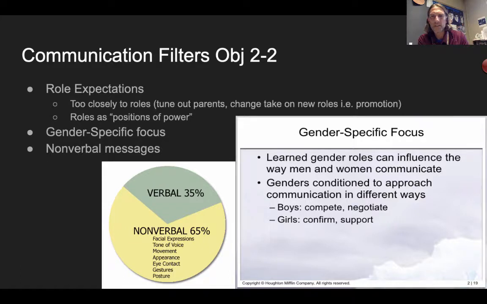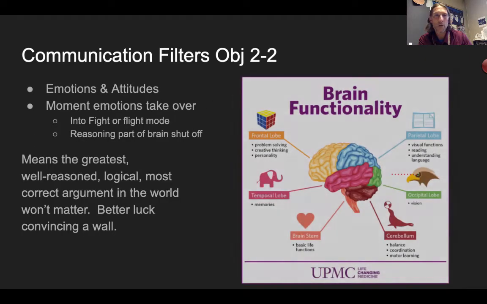Others are gender specific. These learned gender roles can get in the way. And when we look at nonverbal messages, one of the key things to understand is that about 35% of communication is verbal, 65% is nonverbal. So we have to really be aware of the tone of our voice, our facial expression, the way we're standing, eye contact, all of those types of things. Because if we want to effectively communicate our message, our nonverbal needs to match what our verbal message is, or else there's going to be miscommunication.